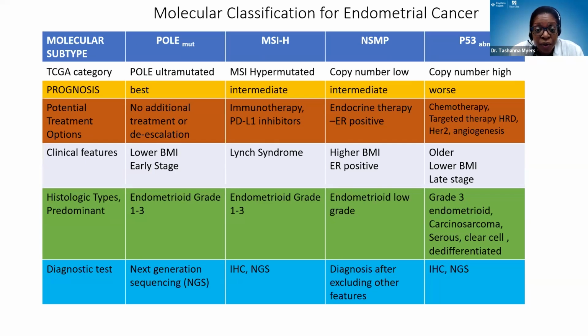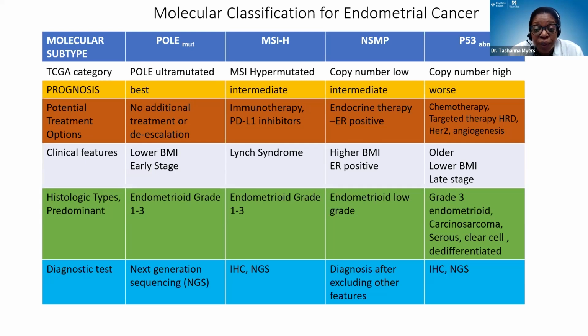The third category, NSMP, probably represents more than 50% of our patients, and it's no specific molecular profile. So essentially, these are the patients that have the absence of the other categories. It's intermediate prognosis and higher BMI in these patients, estrogen receptor positive, predominantly low-grade endometrioid. And then really it's a diagnosis of exclusion.